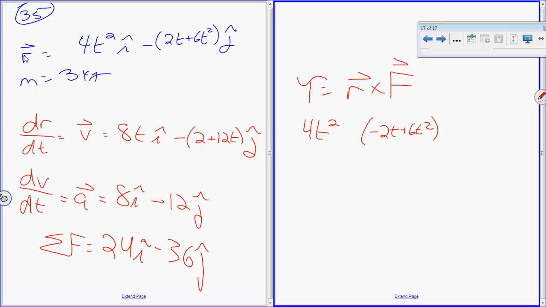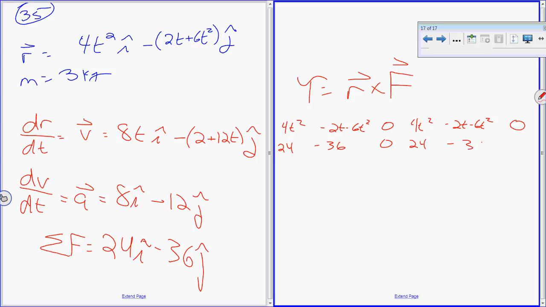Oh, I see what I did. But yes, you are right. And I need to write this smaller, or I'm going to run out of room. So here we go, try this one more time. 4t squared, negative 2t minus 6t squared is the k component, 0. And then my F is 24, negative 36, 0. Cool?